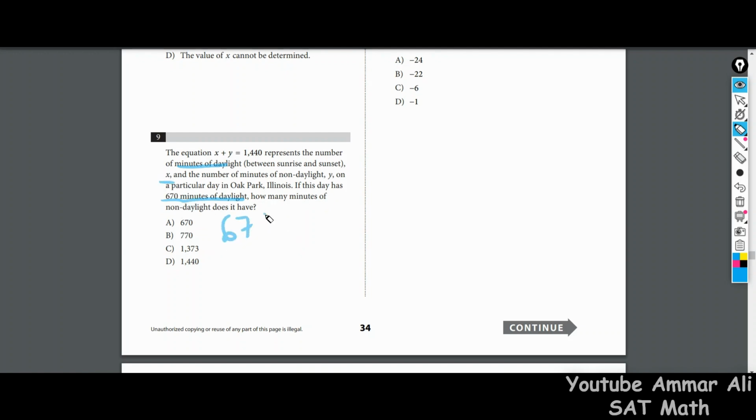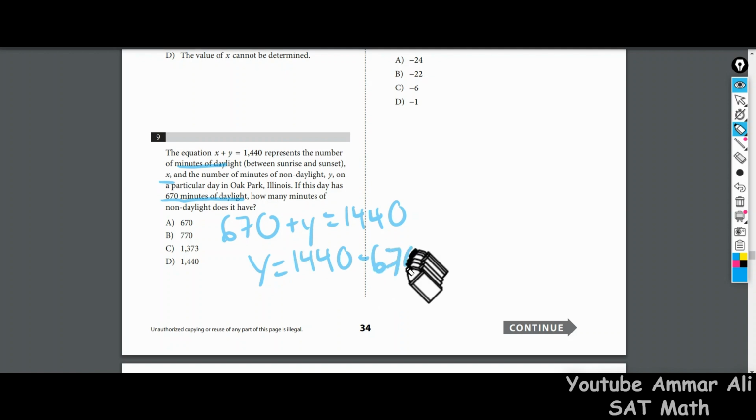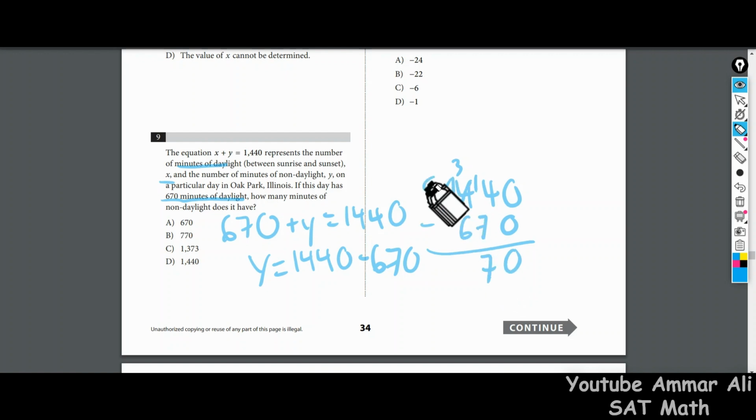So 670 plus y is equal to 1440, so y is equal to 1440 minus 670. I'm going to write that out over here. You would use your calculator because it is faster. I don't have a calculator, so I'm just going to do it by hand and subtract it all out. Here we get a 3, 14, then a 7, and then take that away. So we get 770 as our answer.